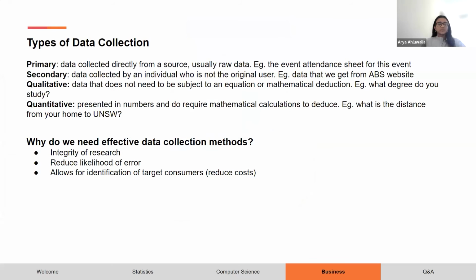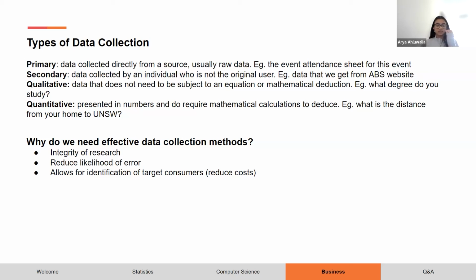So we've already touched on the types of data in terms of qualitative and quantitative, but let's also go over primary and secondary. You've probably heard of these two before, either in high school or anywhere else. Primary data is data that's collected directly from the source by the person that wants to use it, whereas secondary data is collected by someone else. So it's collected by an individual who is not the original user. The researcher might get their data from somewhere like the ABS website, and that's secondary because they haven't collected it themselves.